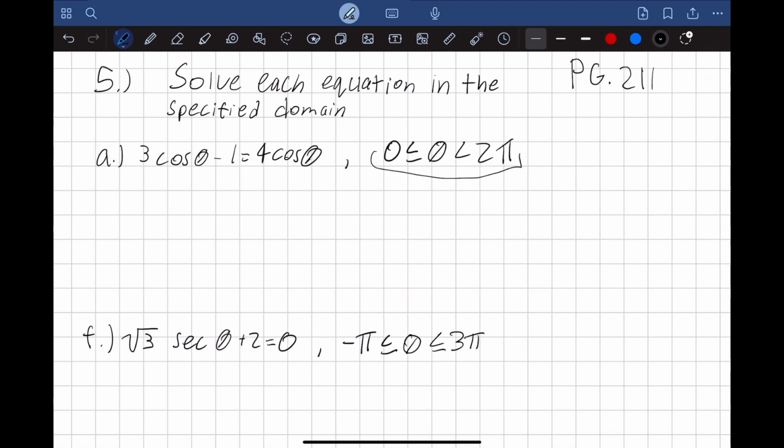So first, I'm going to subtract 3 cos theta off both sides because we can actually treat these as if they were a variable, and so what we end up with is negative 1 is equal to cos theta. Now thinking about cos theta, cos is simply adjacent over hypotenuse. So if we have a value of 1, that means that our adjacent side has to be equal to our hypotenuse.